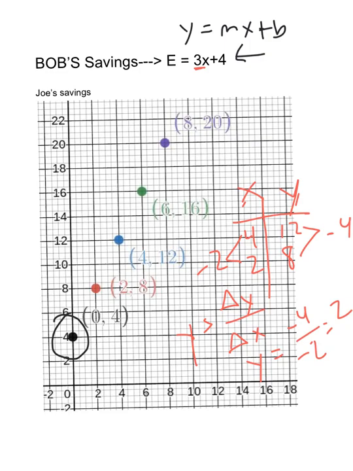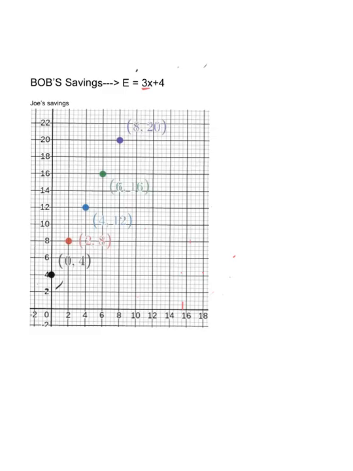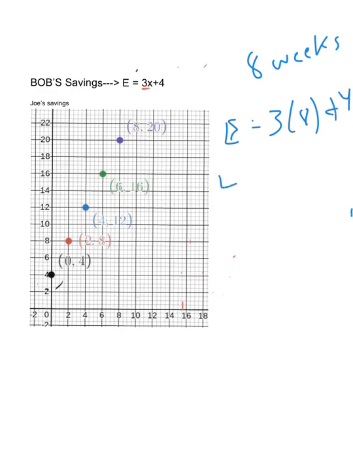So then we come back to, how do we compare these, or let's apply this. Let's say that we were going to save for 8 weeks. How much would Bob have after 8 weeks? All we're going to do is plug 8 in for x, for the number of weeks. So E is equal to 24 plus 4. E is equal to 28.